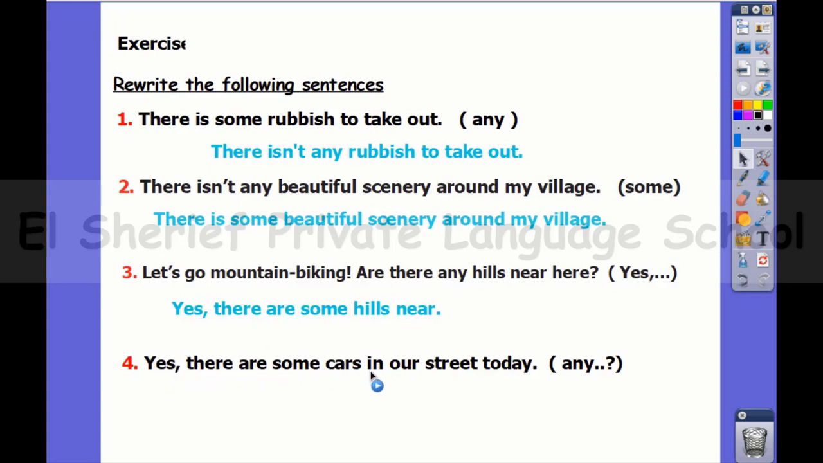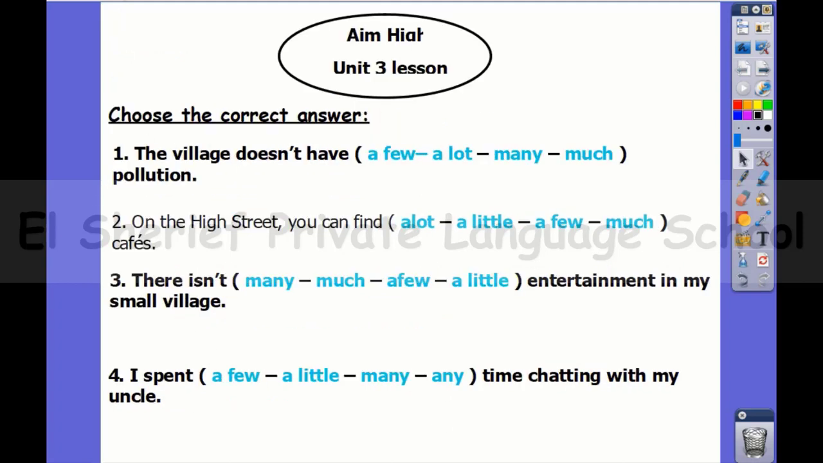Yes, there are some cars in our street today. Use any. So we are going to ask a question. So it's going to be something like this: Are there any cars in our street today? Now let's move on to lesson 4.